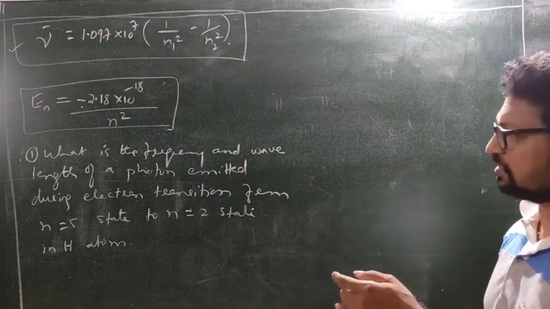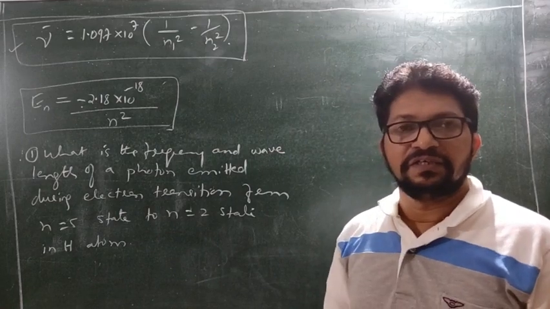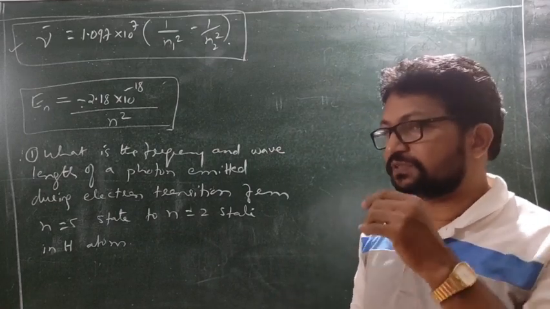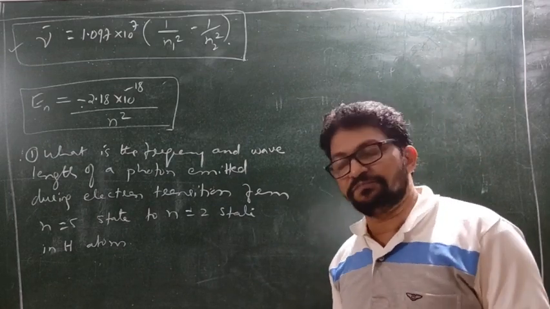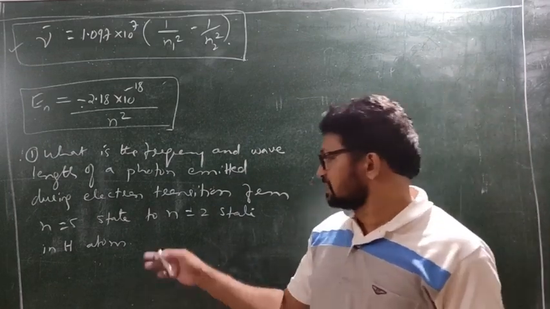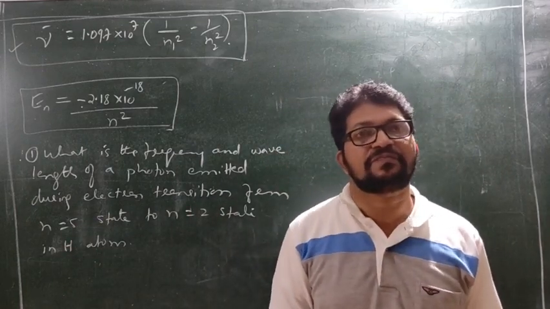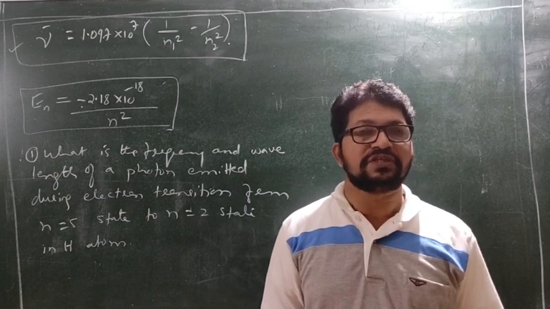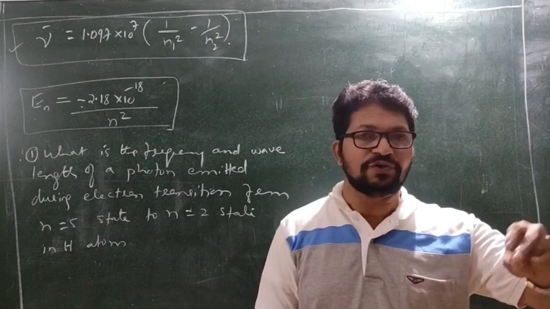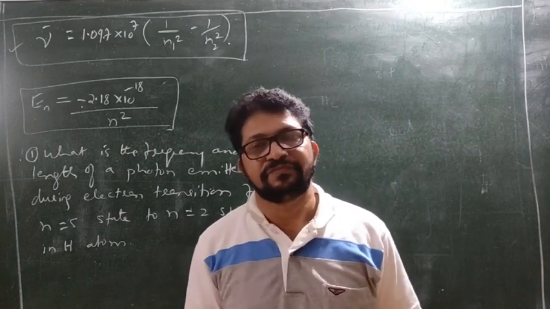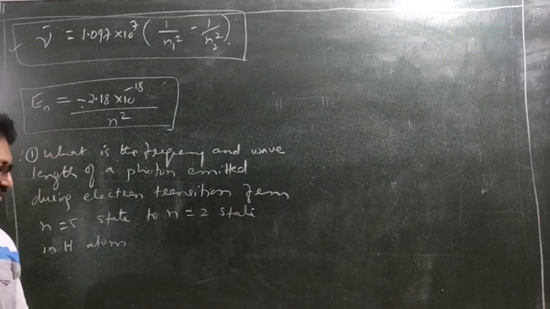Look at the question. What is the frequency and wavelength of a photon emitted during the electron transition from n equal to 5 to n equal to 2? It is the Balmer series. Do you agree? Because n1 is 2 and n2 is 5. Which line in the Balmer series? Look here, students. First line 3 to 2. Second line 4 to 2. Third line 5 to 2. So this is the third line in the Balmer series of hydrogen spectrum.